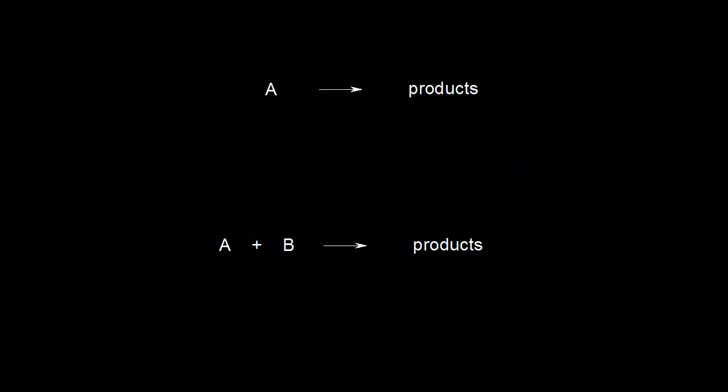Let's say we have a simple elementary reaction where we have only one reactant A turning into our products. We can classify this reaction according to its molecularity, which refers to the number of participating molecules. So if we think about one molecule of A giving us our products, this would be a unimolecular reaction. We have only one molecule, so we call this a unimolecular reaction.